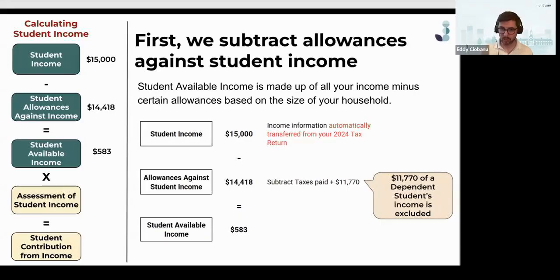$11,770 is excluded. Because again, the student may have their own expenses, their own bills, cell phone, maybe a car payment, food, other expenses that they may have. So the student income also has protection where up to a certain amount, up to $11,770, is excluded from the student income calculation. Now that leaves us with the $583 left.